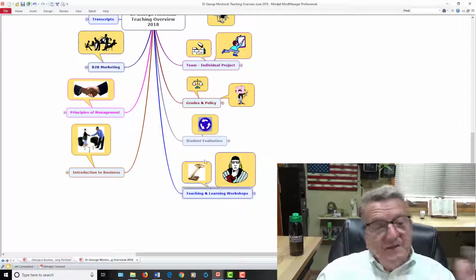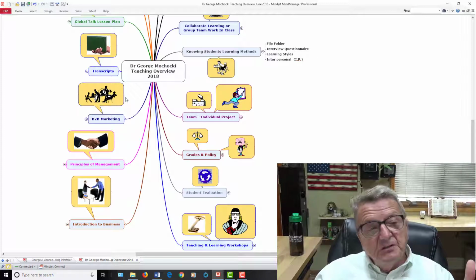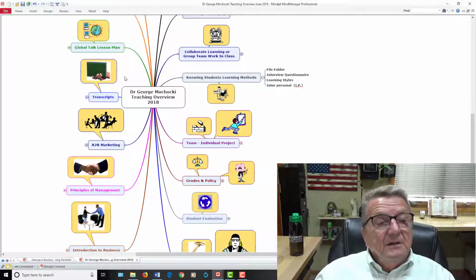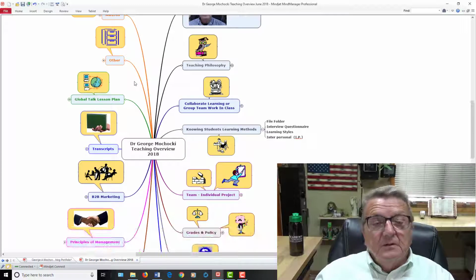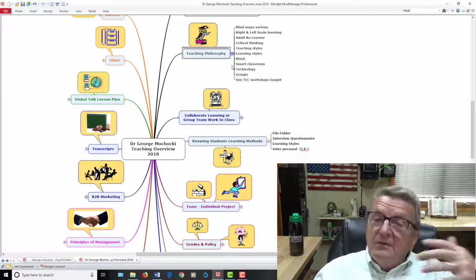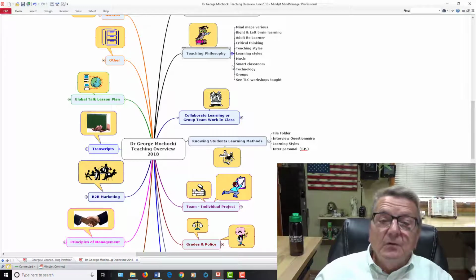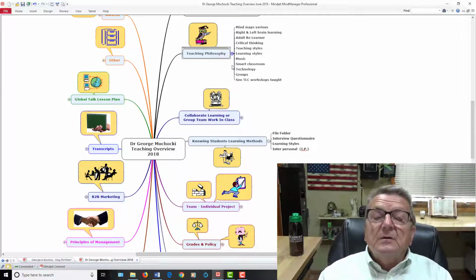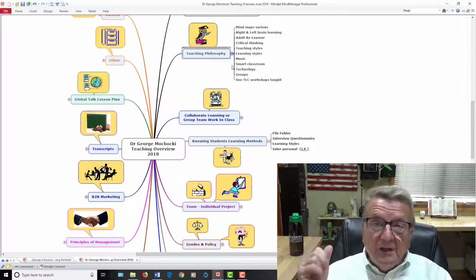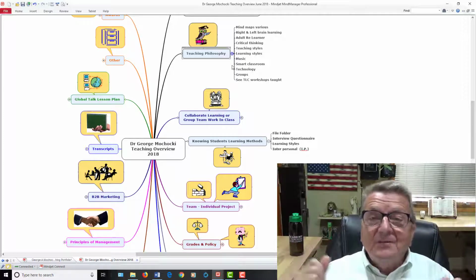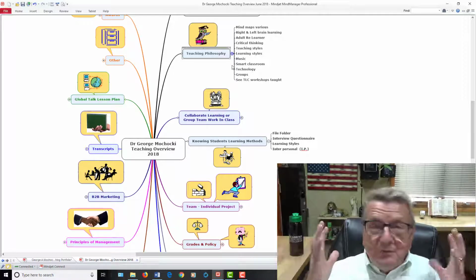Okay. Then these are just other classes that I teach. I just basically go in there on global and other ones. Okay, so real quickly in my teaching philosophy, I'll look at that in my e-portfolio, I utilize concept maps, the right side of mine and the left side of mine. What I tell students is we both use both sides.